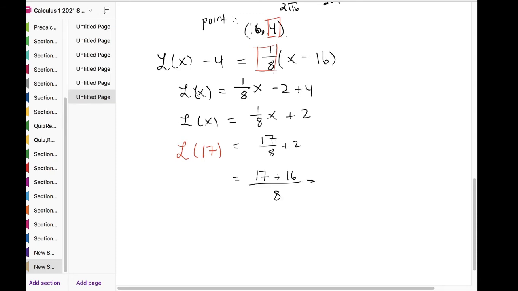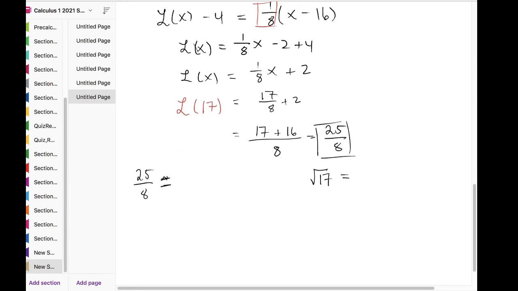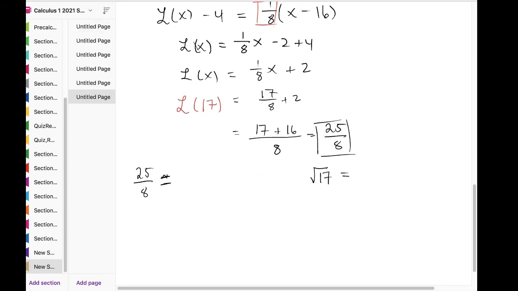So it's 25 over 8. Okay, one of you type in 25 over 8, and then one of you type in radical 17. And tell me what you get. Someone do this for me. Then we can take a break.